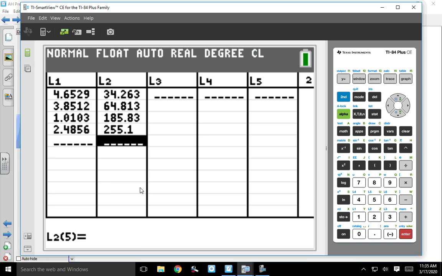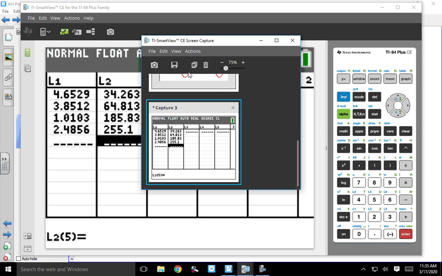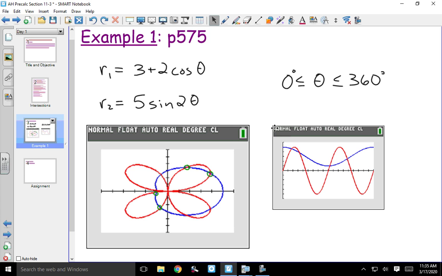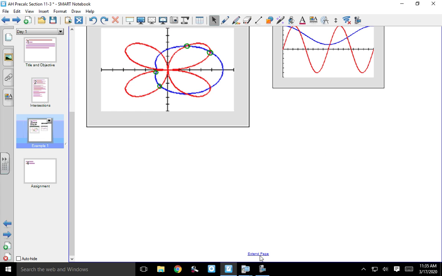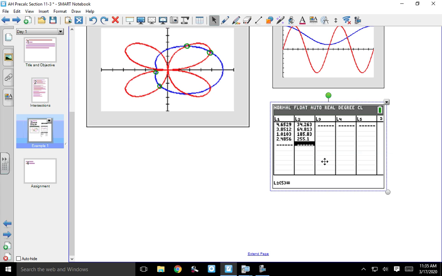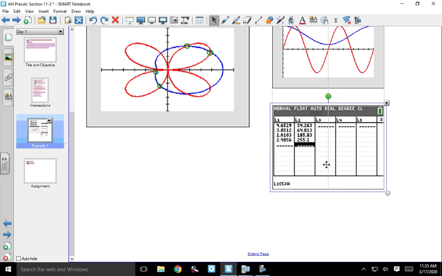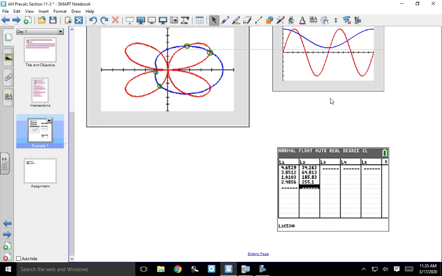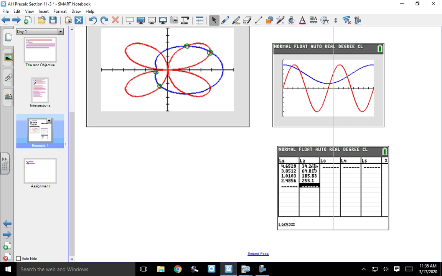All right, and now I should be able to grab a picture of this. This way I have all these values all at once, and I can come in here and paste that picture for all of my solutions. And then I can write these down as ordered pairs here.